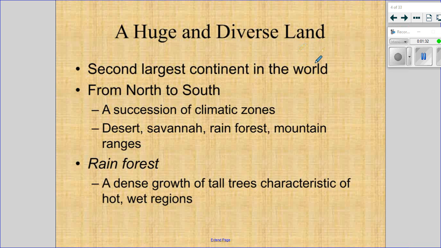So Africa is the second largest continent in the world. All right. And I'll show you on a map here in a second. But when you look at Africa, look at it from north to south because you see a succession of climatic zones. I always say that Africa is like a bullseye when it comes to climatic zones, and I'll explain that a little bit more clearly in a second. But you're going to see desert, savanna, rainforest, and mountain ranges. And you guys, if you don't know, rainforest is a dense growth of tall trees, characteristic of rather hot, wet regions, lots of rainfall. Let's take a look.